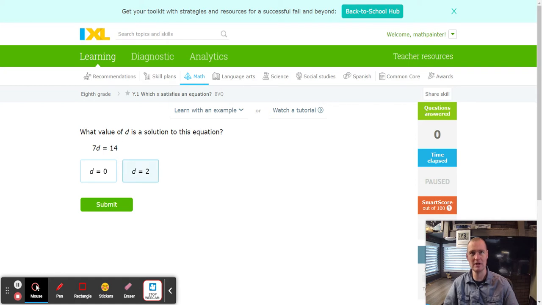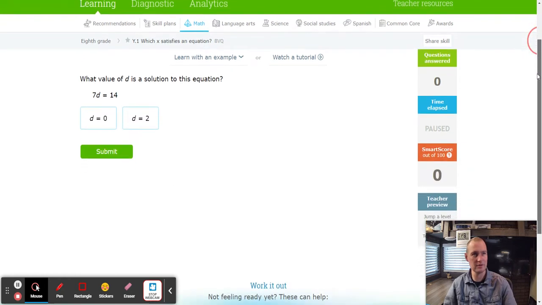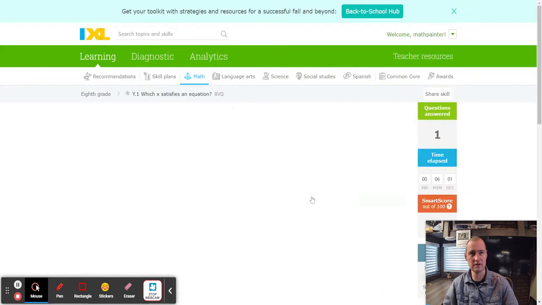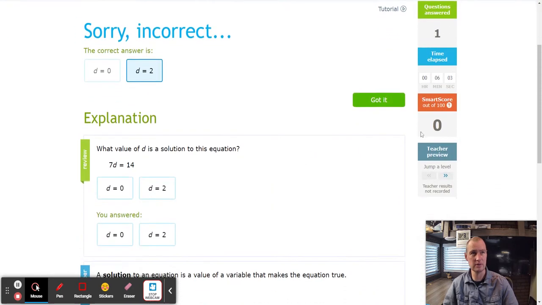So when we take a look at this problem right here, we got what value of D is a solution to the equation. So 7D equals 14. Now, if I take a look at my SMART score, right behind where my camera is at, I have a SMART score of 0. So getting started, I can just click submit, get it wrong, to learn how to do it. And if you look at my SMART score, it's still at 0, so you don't lose any points.